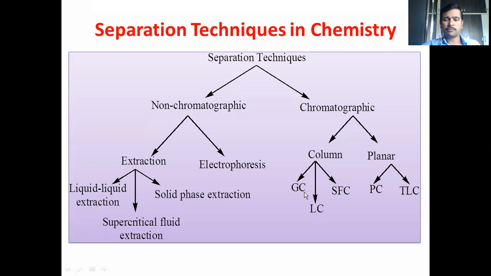Gas chromatography means the stationary phase will be a solid or a liquid, and the mobile phase will be a gas. Liquid chromatography means the stationary phase will be a solid or liquid, and the mobile phase will be a liquid. Supercritical fluid chromatography means the mobile phase will be a supercritical fluid. So you must remember, in chromatographic techniques, stationary and mobile phases will be used. The stationary phase remains the same in nature in all these three chromatographic techniques, but the mobile phase varies with its nature: gaseous mobile phase here, liquid mobile phase here, and supercritical fluid mobile phase here.